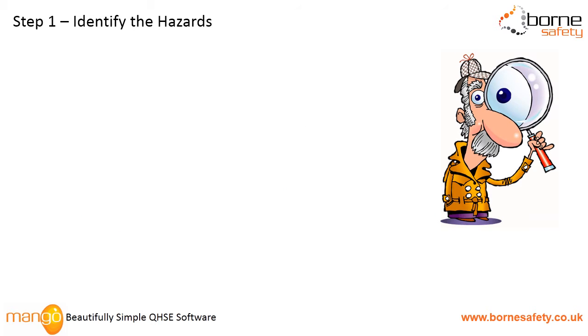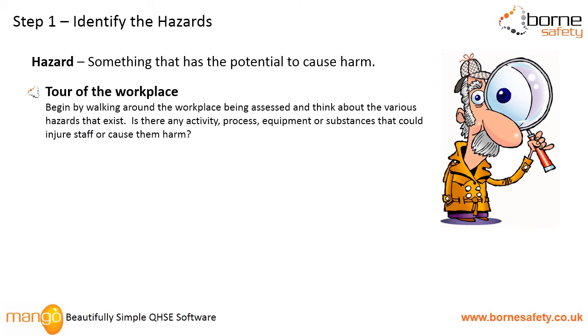So, identify the hazards. A hazard is something that has the potential to cause harm. So this is separate to risk. This is anything that has the potential to cause harm. Now it might be a small harm, a big harm. It doesn't really matter at this stage. We're just trying to capture anything that can cause harm.